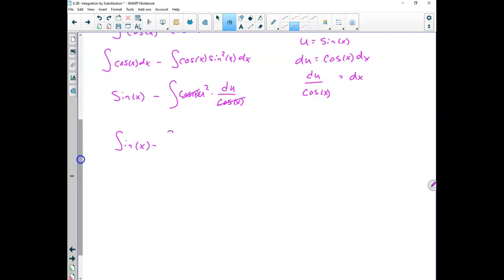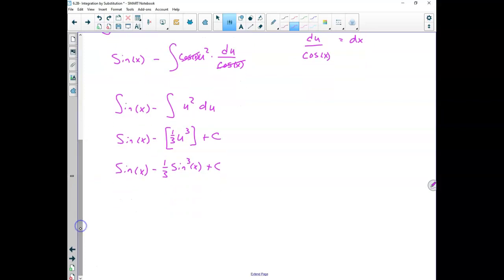And this is going to be minus the integral of u squared du in the end. It's not the integral, that's a sine, because I've already integrated my sine portion in the beginning. So this is going to give me sine x minus what? u to the third, 1/3, plus c. So this is sine x minus 1/3 times sine cubed x plus c.